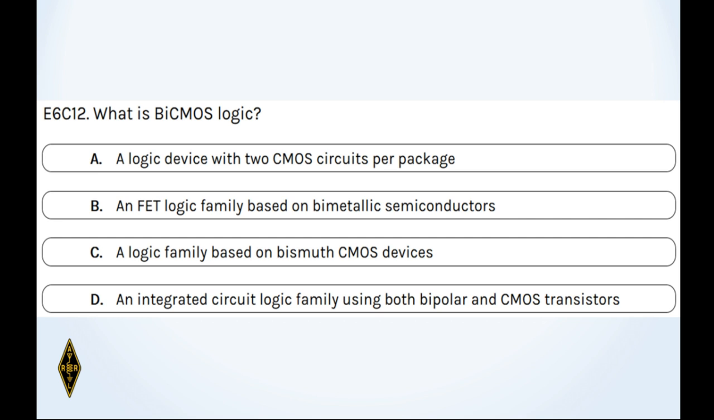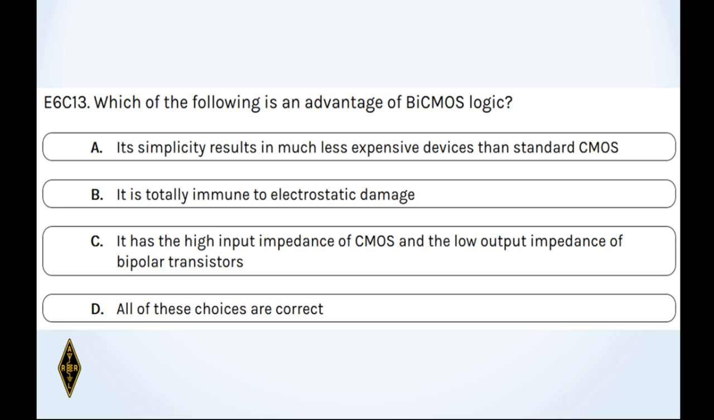You're using both bipolar and CMOS in the same device, so that's a BiCMOS. And which of the following is an advantage of BiCMOS? Has the high input impedance of CMOS with a low output impedance of bipolar.